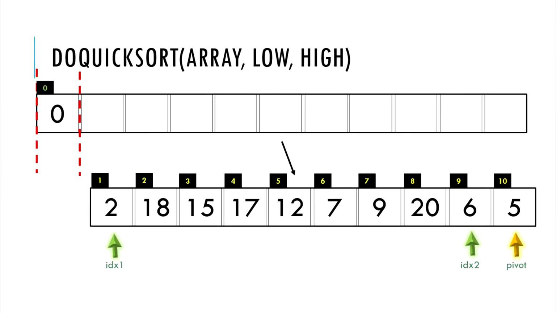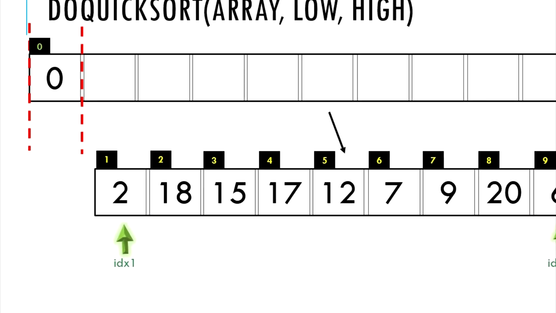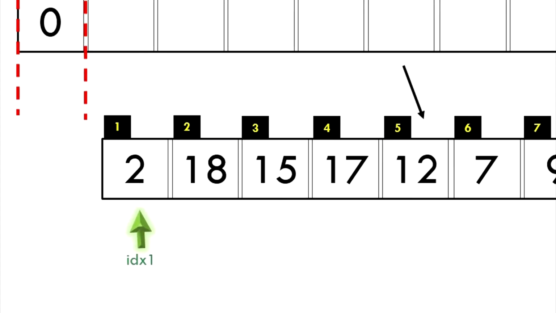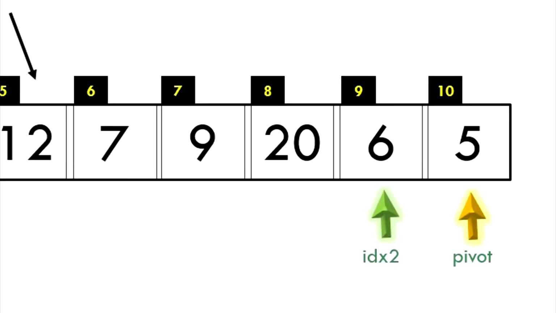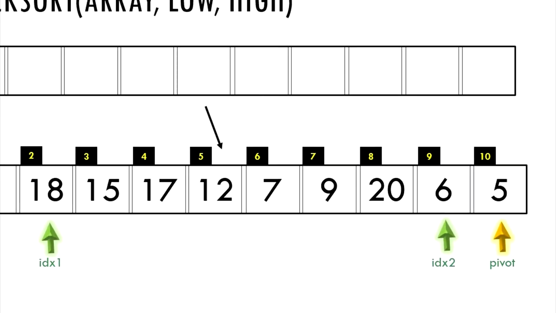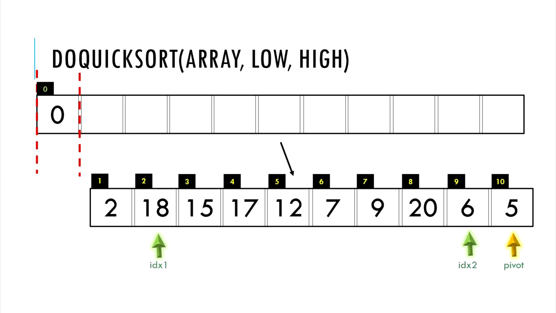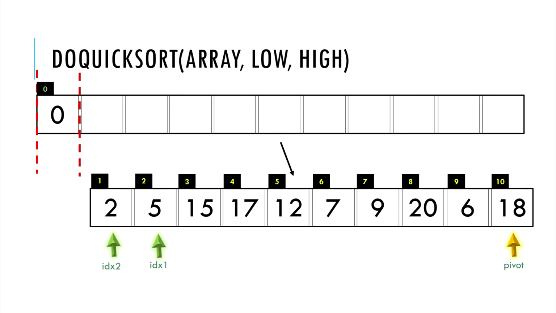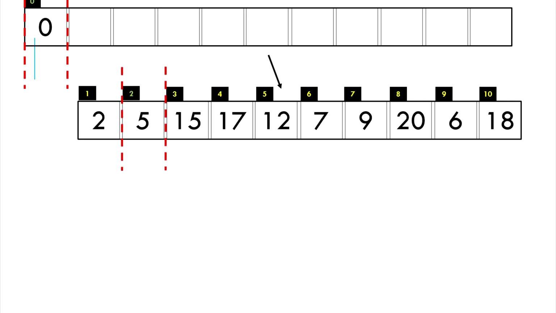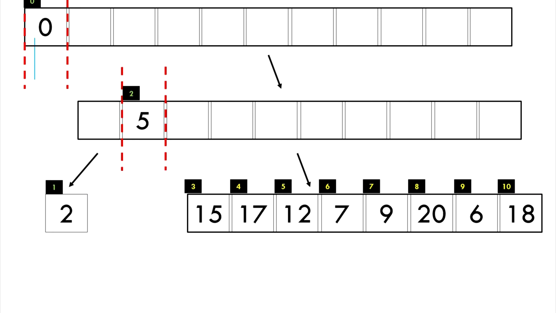What do we do? We move index 1 forward until we find an element greater than pivot. We find this in the second element itself. Then we move index 2 backwards until we find elements smaller than 5. Index 2 moves all the way to the first element. Index 1 is greater than index 2. Therefore, the outer while loop ends. We swap index 1 with pivot. Element 5 is sorted. After that, we run the doQuicksort on left subarray.